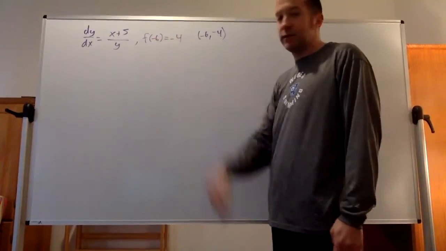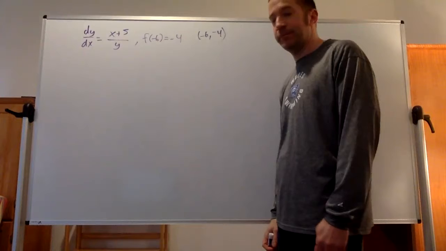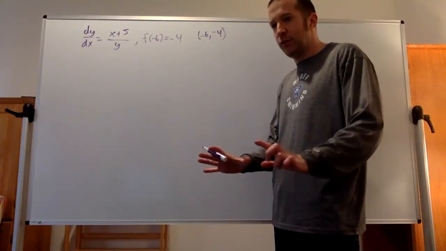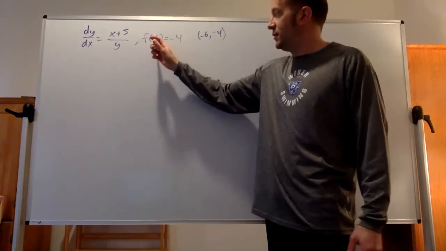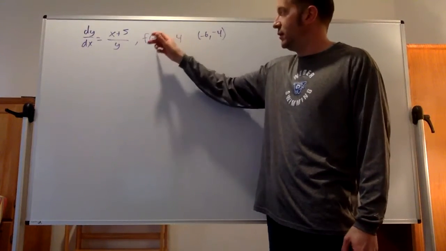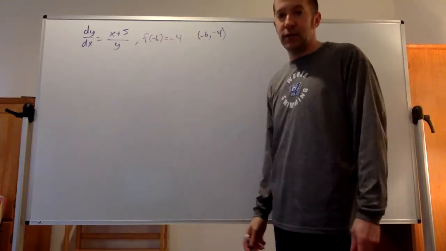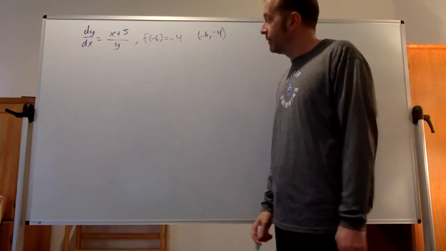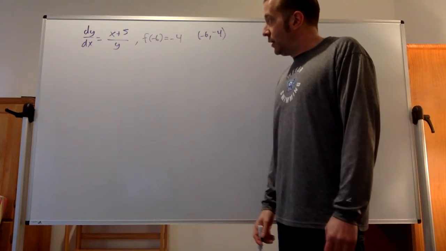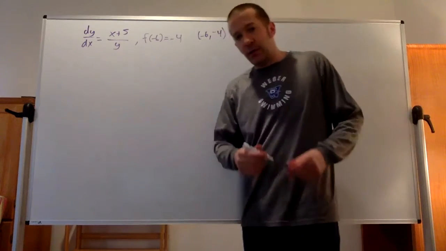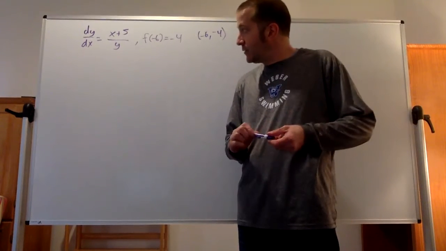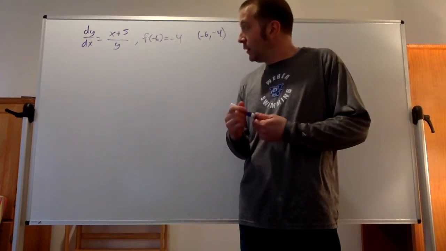But either way, this is the point that you're given in this problem. When x is -6, y is -4. So don't read too much into that. Just recognize that this is telling you the initial condition: x is -6, y is -4, which you're going to use at the end. So this is already given to us in our dy/dx form, and so we just have to separate variables.